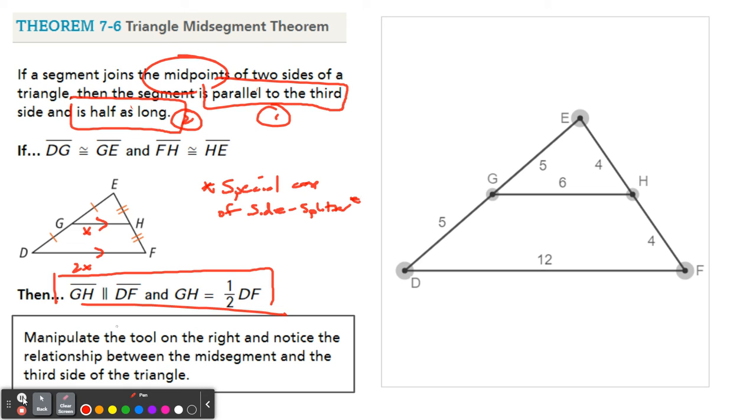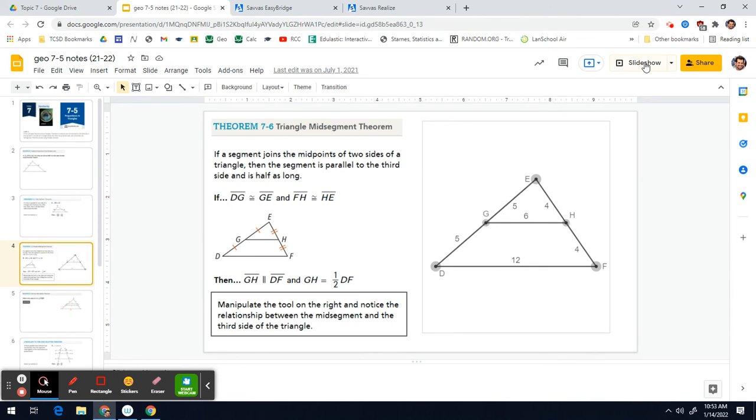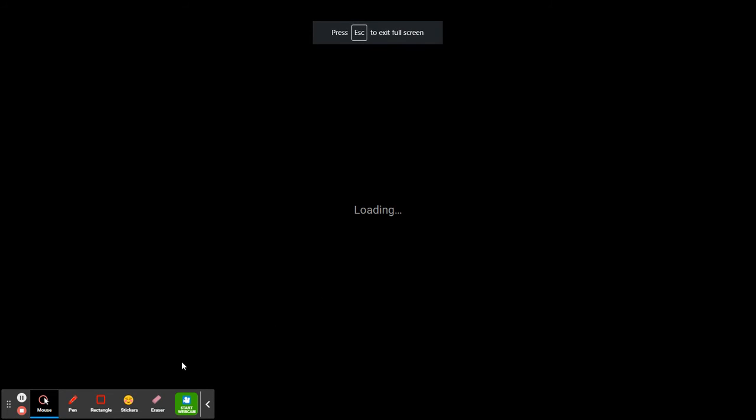I'm going to pause for a second, get my Savas up so we can use this manipulation tool. All right, so here we go. Let me click on this manipulative tool. And let's talk about the triangle midsegment theorem, right?